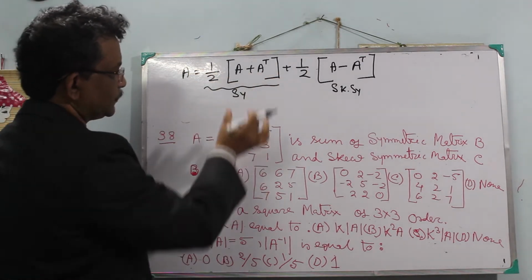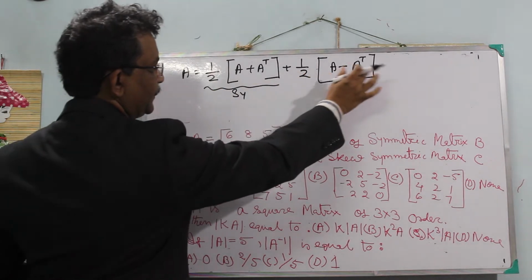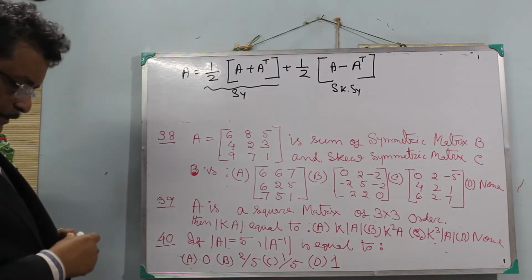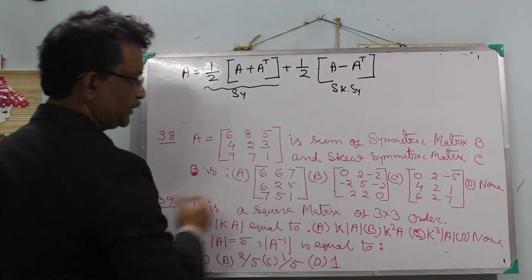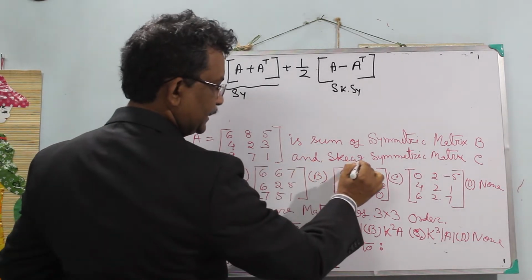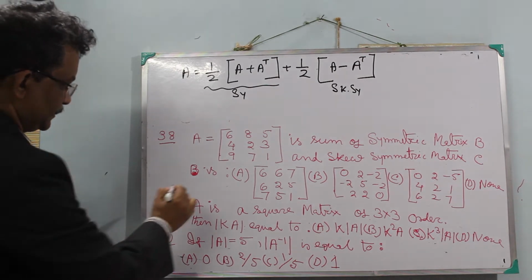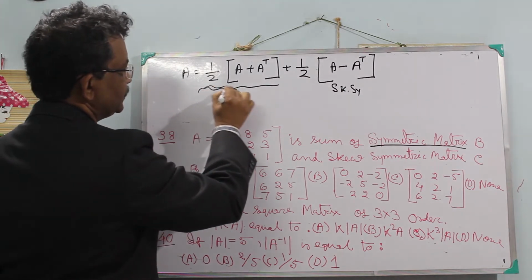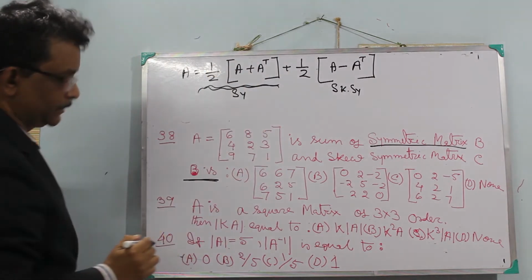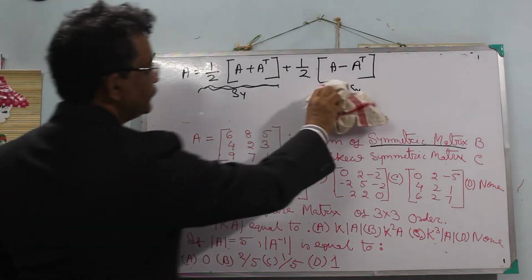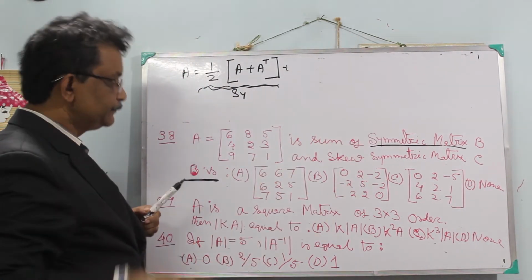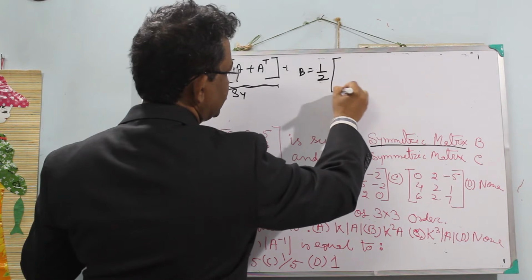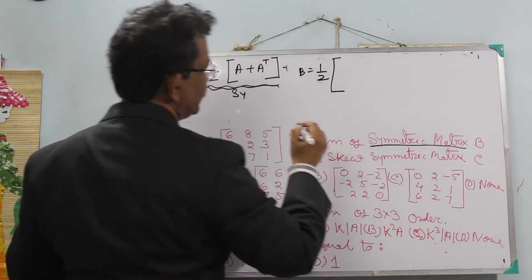Half of A plus A transpose will be a symmetric matrix, and half of A minus A transpose will be a skew symmetric matrix. So here it is given B is a symmetric matrix and C is skew symmetric. B is the symmetric matrix, so B equals this, because this part is symmetric. How will we calculate B? B equals half of A plus A transpose.